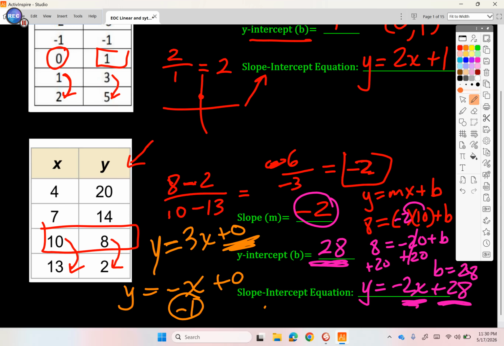So it would go through 0, 0, right? And down one, right one if you're graphing it. Don't forget. So we'll get to some of that practice in a bit.